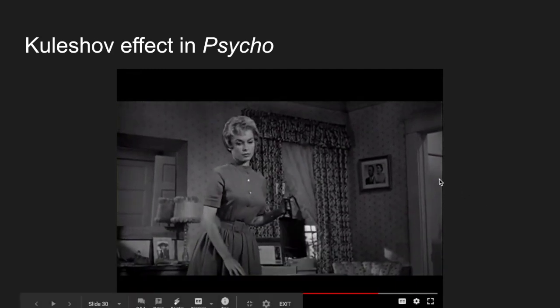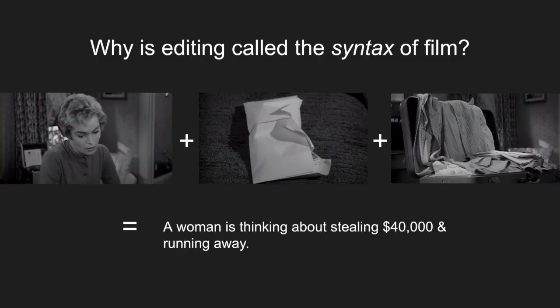I'm gonna go ahead and pause it here. So what's happening here? This is a completely wordless scene. Nobody's talking. There's no voiceover narration. But Hitchcock is communicating a lot of information to us simply through the combination of shots. Okay? What's happening here is that our character, Marion, is thinking about running away with this $40,000 that doesn't belong to her. Okay? And how do we know that?